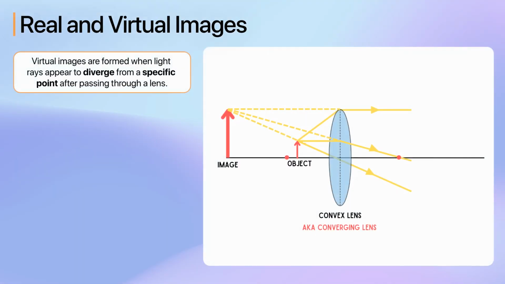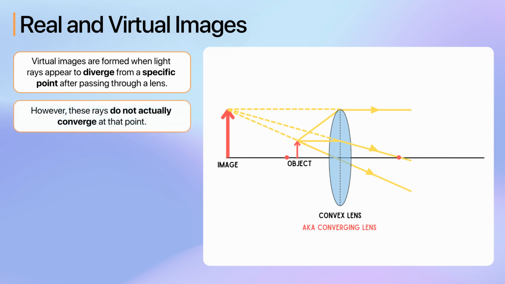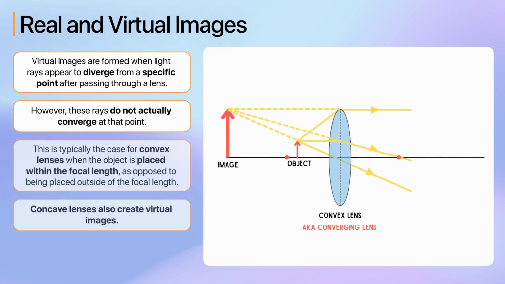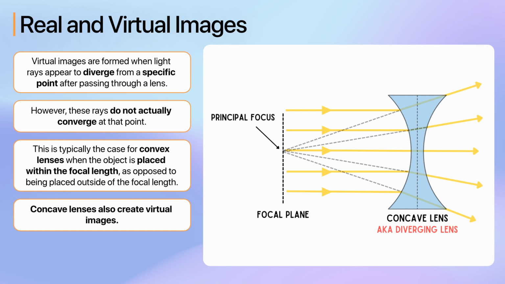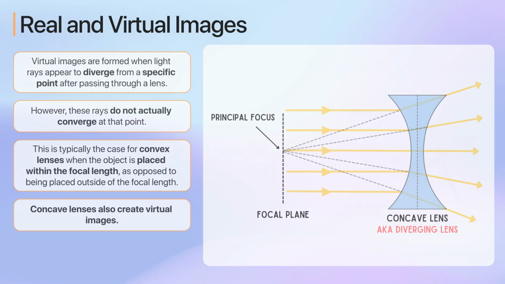Virtual images are formed when light rays appear to diverge from a specific point after passing through a lens. However, these rays do not actually converge at that point. This is typically the case for convex lenses, when the object is placed within the focal length, as opposed to being placed outside of the focal length. Concave lenses also create virtual images, but unlike convex lenses, are not able to create real images as well.